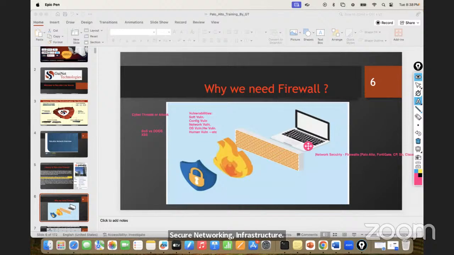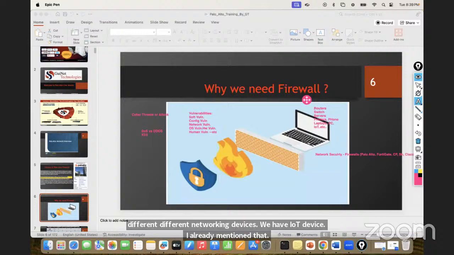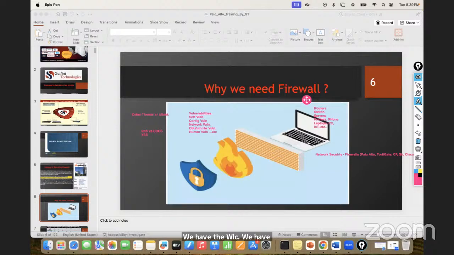Networking infrastructure, if I'm taking the names, could be your routers, your switches, your servers, your printers, your IP phones, your laptops, your PCs, and any IoT devices. So we have a lot of kinds of devices. We have printers, different networking devices, IoT devices, which I already mentioned. We have the WLC, we have the APs. A lot of devices are available in the network.